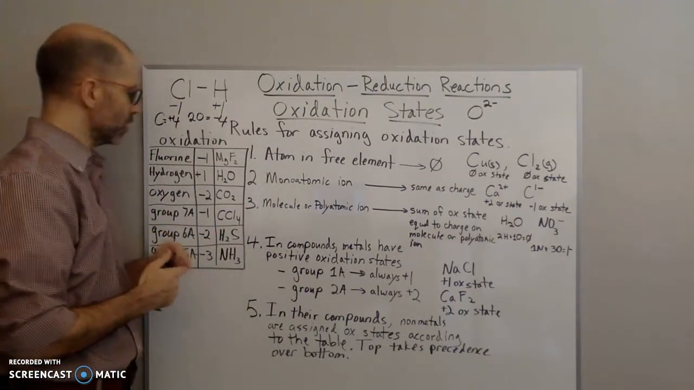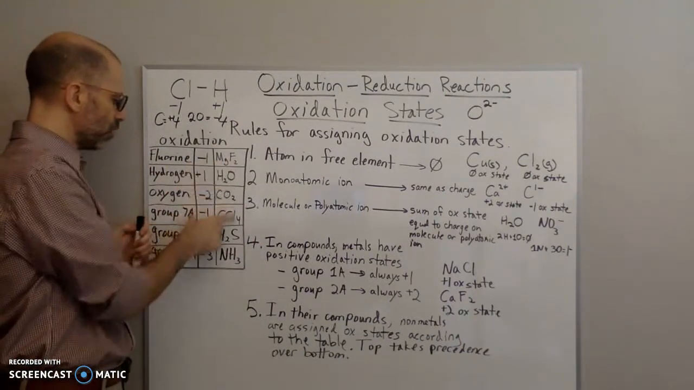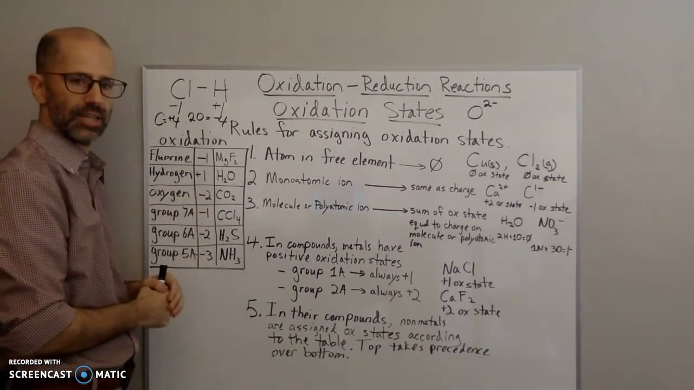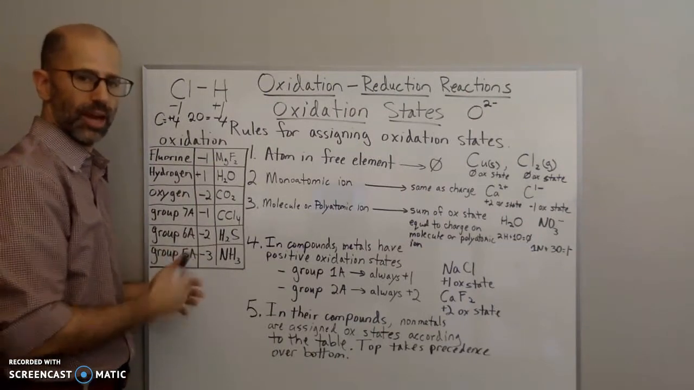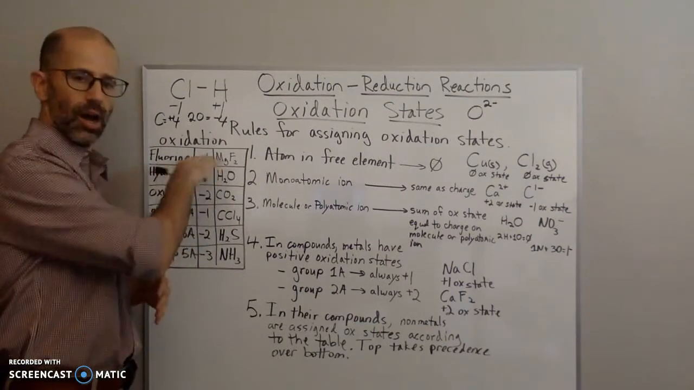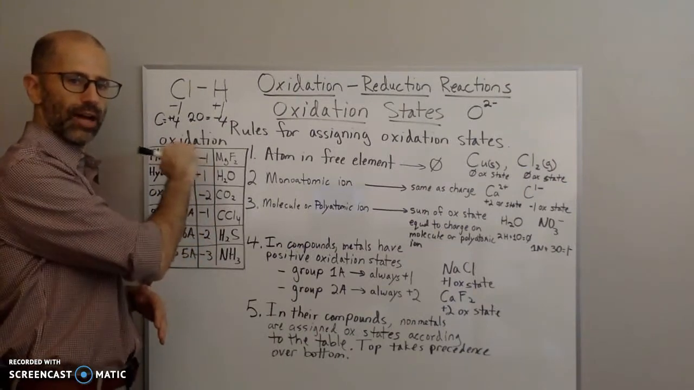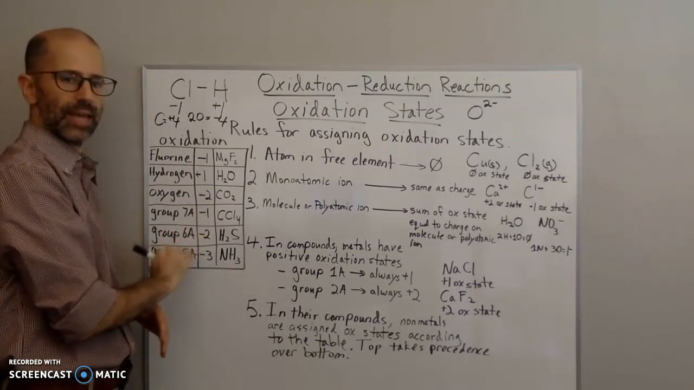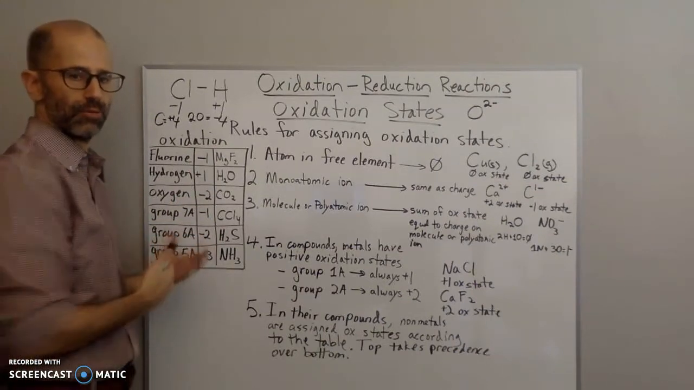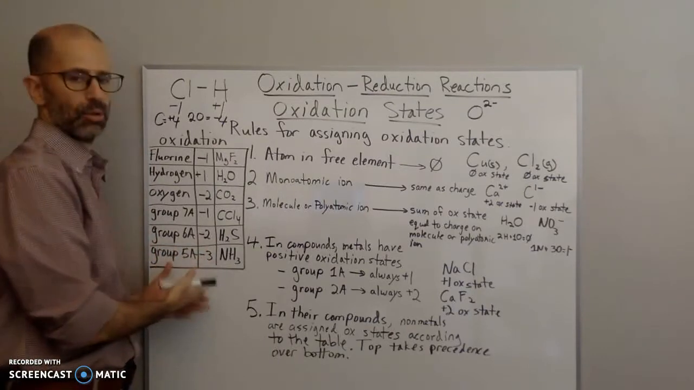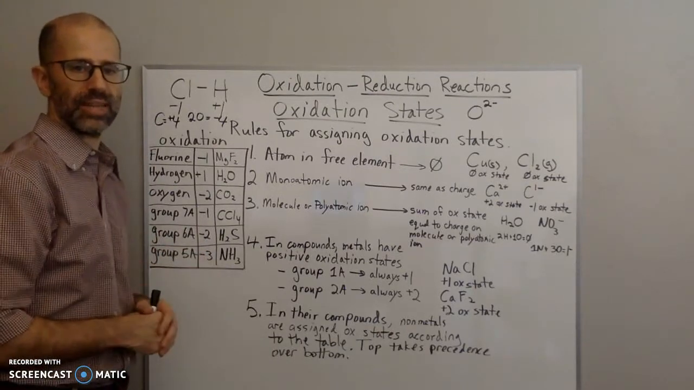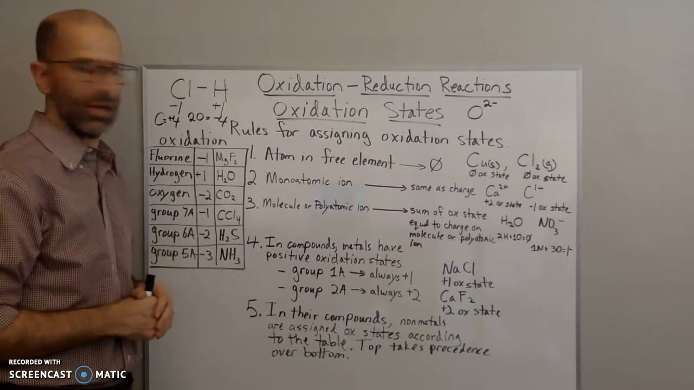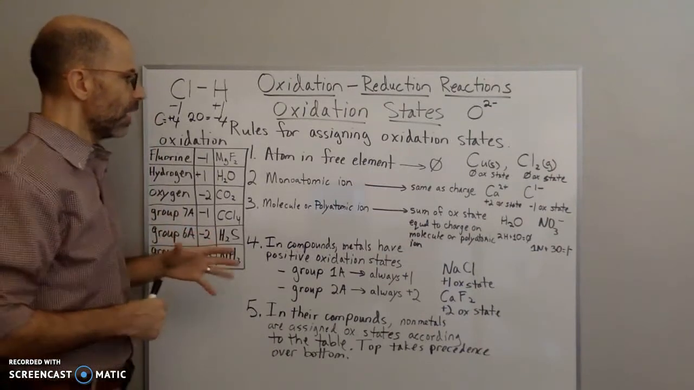So you're going to follow the order here and assign the oxidation states to your nonmetals that are in compounds according to where they are in the table. So the higher they are, they're going to be assigned first, and the lower ones are going to be assigned later. And if you're not on the table or if you're lower on the table, then you're going to be assigned whatever oxidation state that you need. So that's how it works.